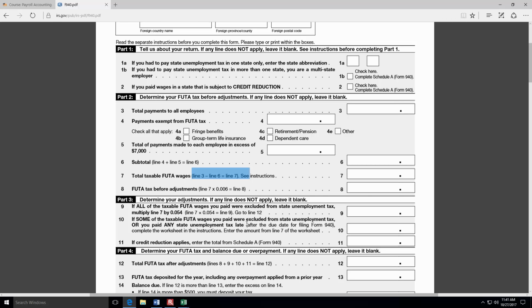And there's only 2 reasons, which it tells you on line 4 or 5, why you wouldn't be paying tax on $25,016 of wages. Either it was specifically exempt because it was retirement pension or fringe benefits or group term life insurance, or it was money that I paid people in excess of $7,000, which is it? Yeah, it's line 5. And 4 plus 5 equals 6, and 3 minus 6 equals 7. So this all just kind of tallies out.